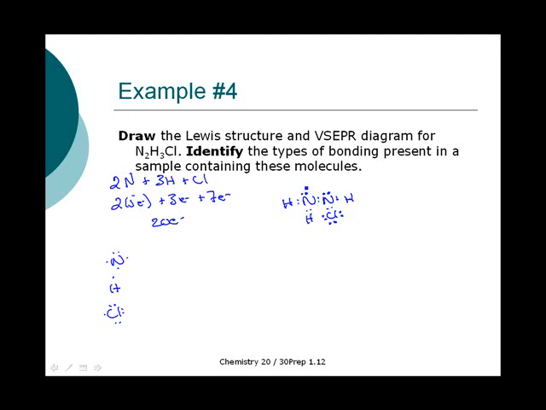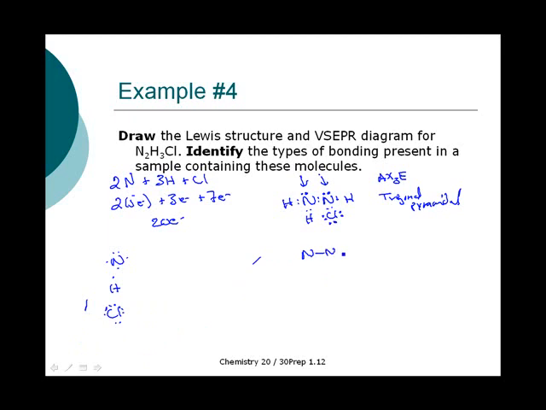There's our shape. If we take a look at each of our centers, we have 2 centers. Both of them are AX3E because they have 1 lone pair and 3 atoms attached to each. So we're going with trigonal pyramidal. And for trigonal pyramidal, only 2 atoms for each center are in the same plane, so we'll do that.